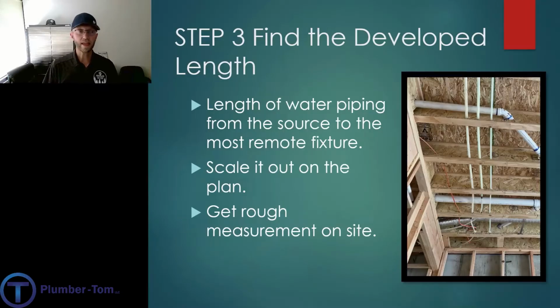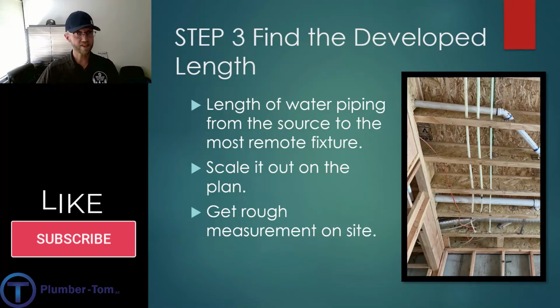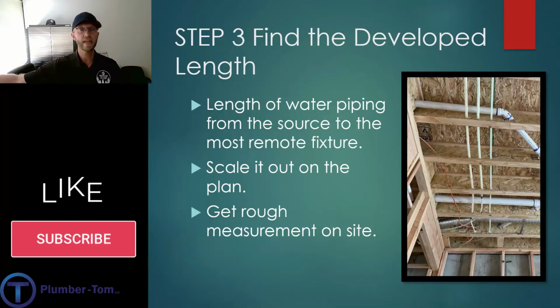Step 3 in water pipe sizing is to find the developed length. Developed length refers to the length of the pipe through the fittings following the center line, wherever it goes. In this case, we're going to look at the distance from the source to the very most remote fixture in the system. That's going to be our developed length.